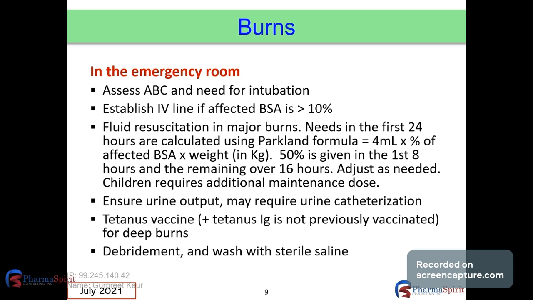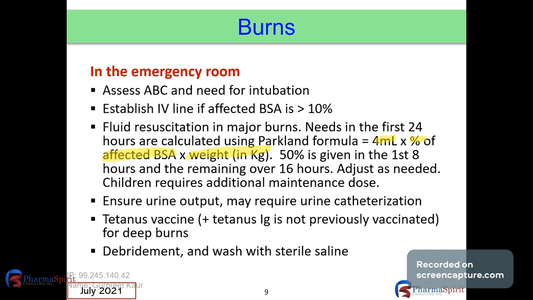The Parkland formula is 4 milliliters multiplied by the percentage of the affected body surface area, which can be calculated using the rule of nines, multiplied by the weight in kilograms. So we calculate this amount. This amount is the fluid that the patient will need in the first 24 hours. 50% of the total volume is given in the first 8 hours, and then the remaining is given over 16 hours, and we need to adjust as needed.